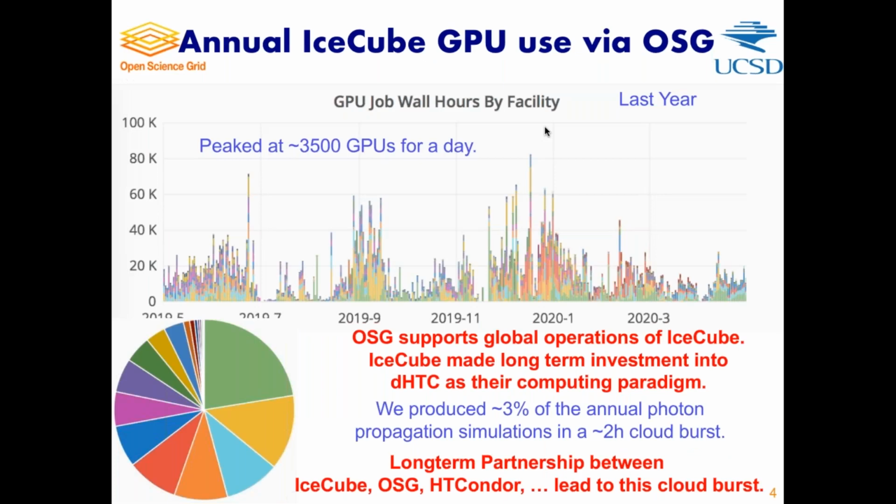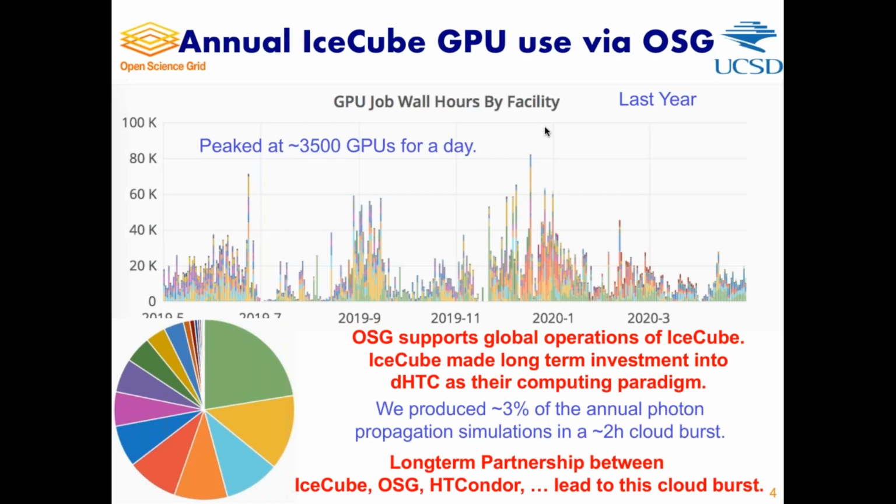The annual IceCube GPU use by OSG is shown here on this plot. I screen grabbed this plot this morning from our accounting system. What you see here on the x-axis is time. Every bin is a day, and on the y-axis is GPU hours per day, and the different colors are different locations in the world. Via a long-term partnership between IceCube, the Open Science Grid, and HTCondor, we support the global operations of IceCube.